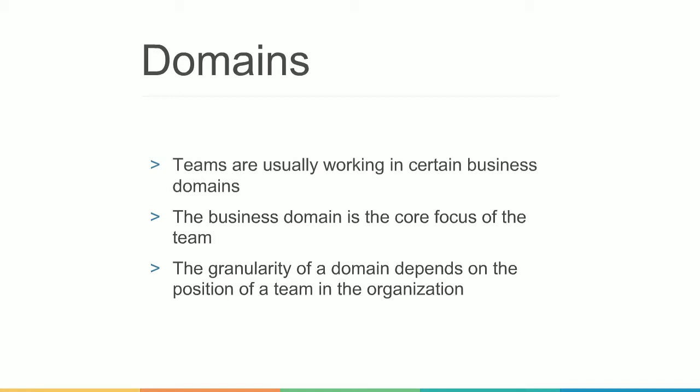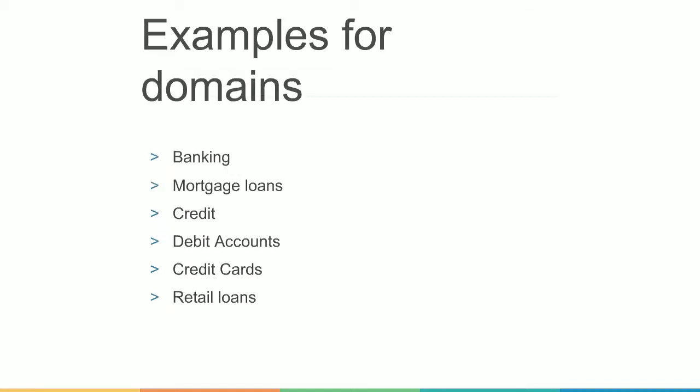Now, a car maker usually consists of various sub-organizations. Most of the big car companies also have banks that offer leasing and financing contracts to potential customers. And if you ask the chief of the car bank, they will probably tell you, well, my domain is banking and not car making. If you ask the chief of the factory plant, they will tell you, well, my domain is car production or something like that. So there are a lot of examples for domains. It can be banking. You can be focused on mortgage loans, on credits, debit accounts, credit cards, retail loans.